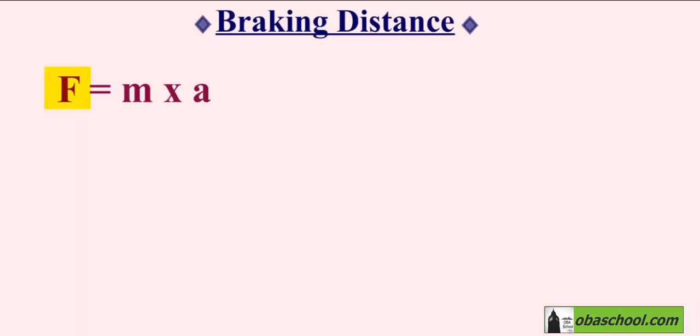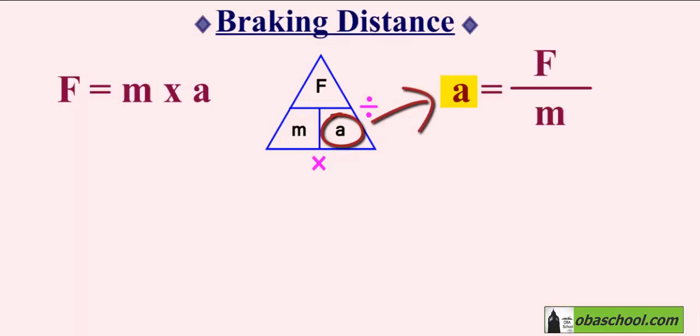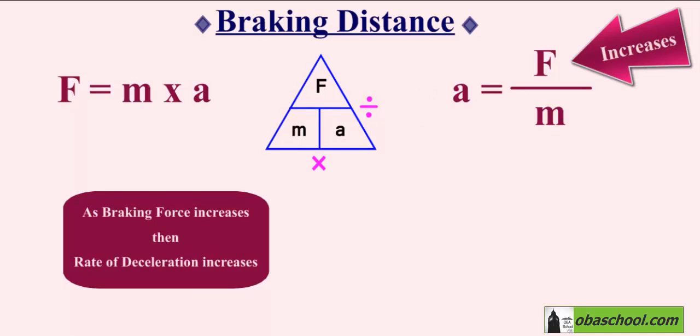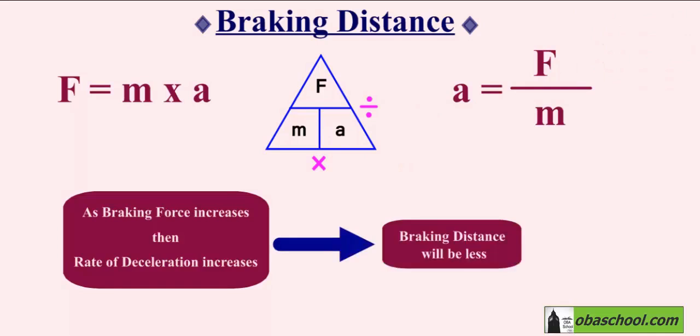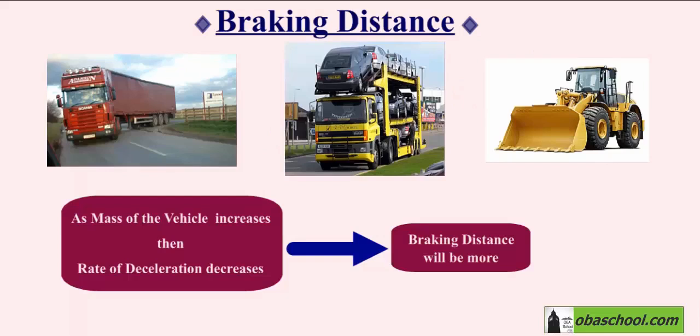If we go back to the force equation, F equals m times a, and if we use the triangle method to get the equation of a, we get a equals F over m. We see that as the braking force increases, the rate of deceleration increases, and the braking distance will be less. Now, as the mass of the vehicle increases, we notice that the rate of deceleration will decrease, and the braking distance will be more.